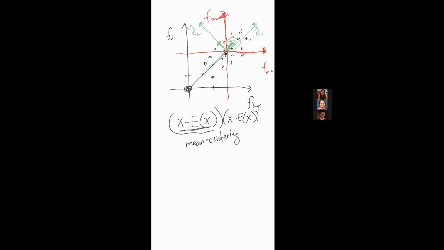So, kunyari, ito na nga yung cloud natin ng data, and it looks like a cigar. So, when you do principal components analysis, you actually rotate the feature space such that the first eigenvector points in the direction of the highest variance of the data. Okay? So, since parang ganyan yung data cloud natin, parang ganito yung ating first eigenvector, and of course the second eigenvector, this is orthonormal, so the second eigenvector should be orthonormal to this.